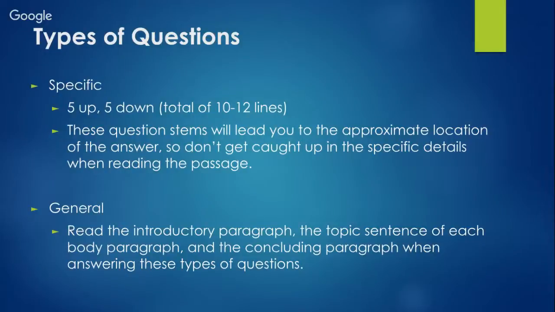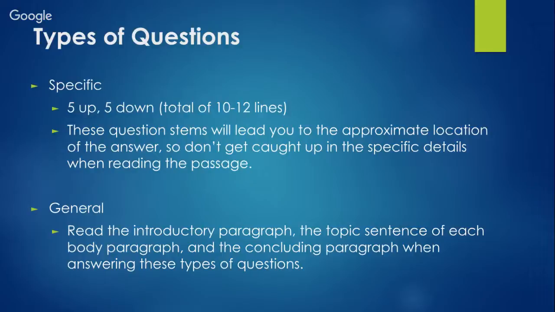There are 4 types of questions. First, they're specific. And if they say go to line 10, you're going to read 5 up and 5 down. So you'll start at line 5 and you'll read to line 15. So if they say look at line 10, you'll start at line 5 and you'll read all the way through to 15. These stems will lead you to the approximate location of the answer. So don't get caught up in the specific details when reading the passage.